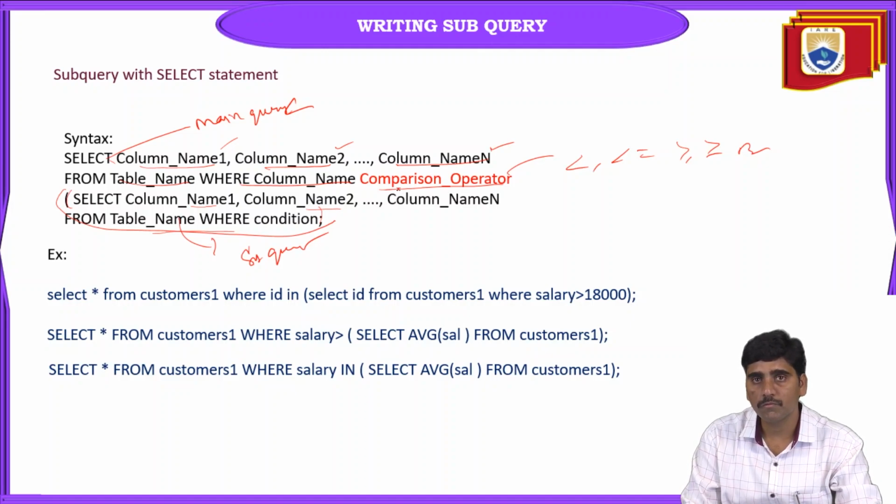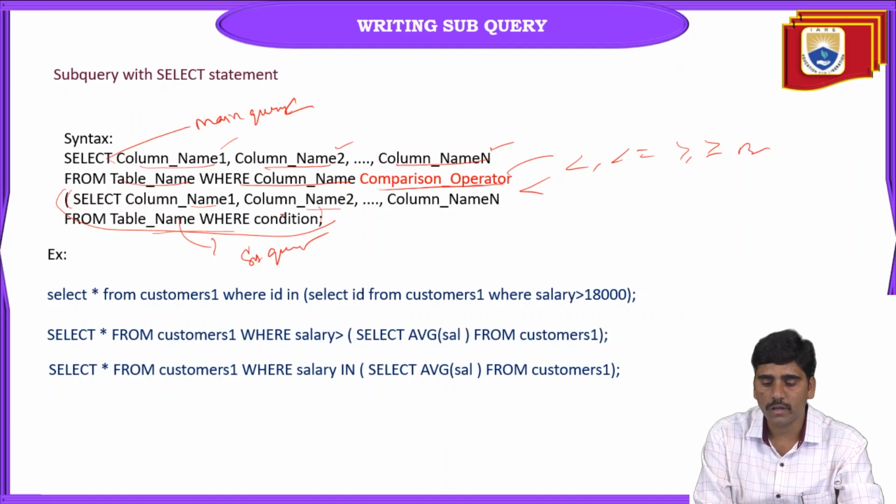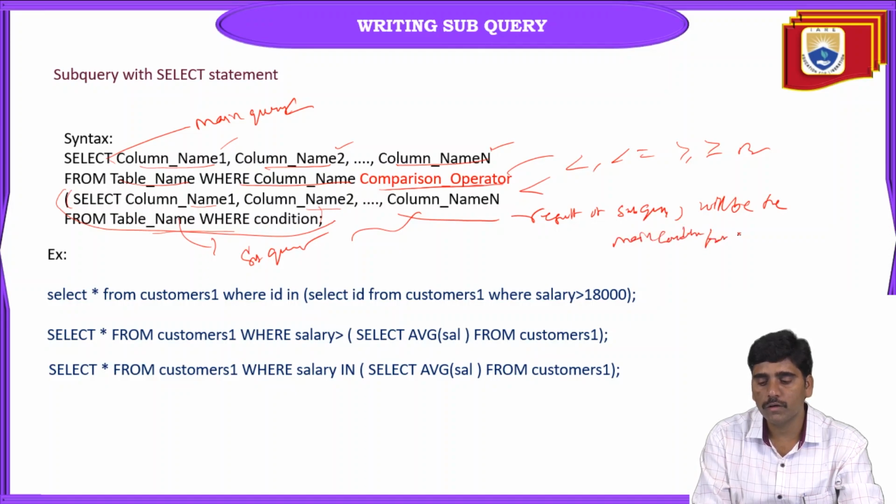So select column name 1, column name 2, column name n from table name where column name comparison operator, such as less than or something. Inside the parentheses, you can write the subquery: select a column name from table name where condition. The result of this subquery will be the main condition for the main query.